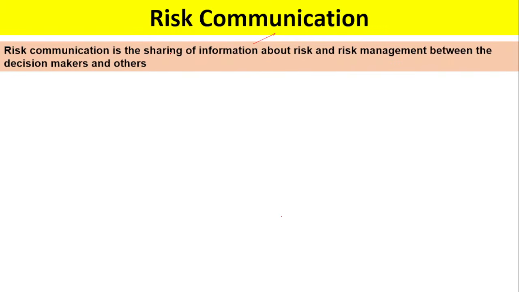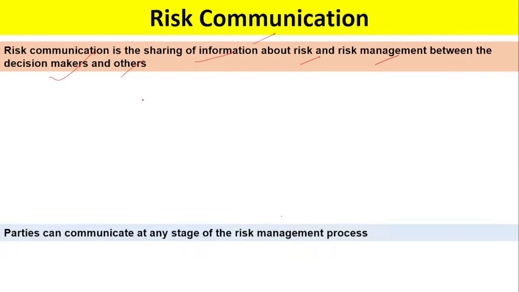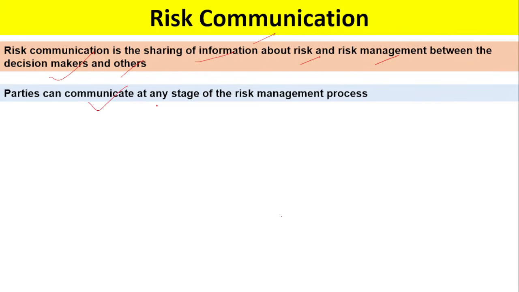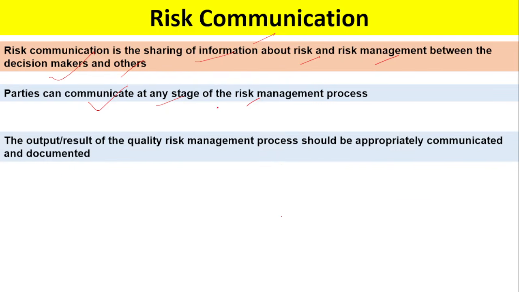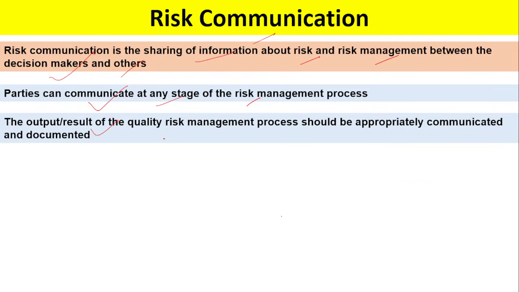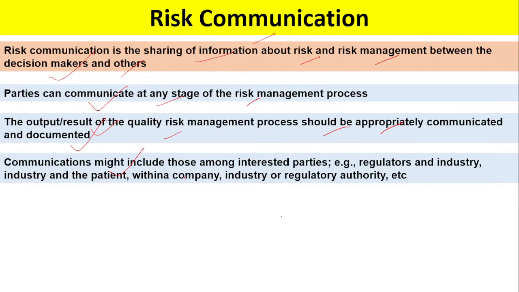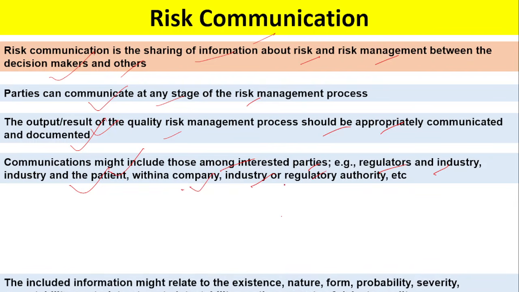Risk communication. Risk communication is the sharing of information about risk and risk management between the decision makers and others. Parties can communicate at any stage of the risk management process. The output or the result of the quality risk management process should be appropriately communicated and documented. Communications might include those among interested parties, regulators and industry and the patient within a company, industry, or a regulatory authority.